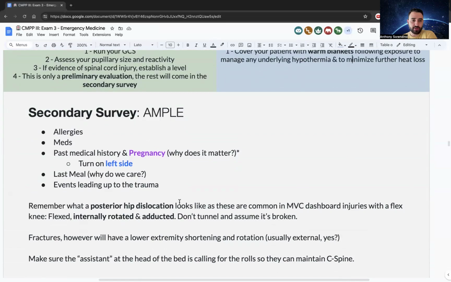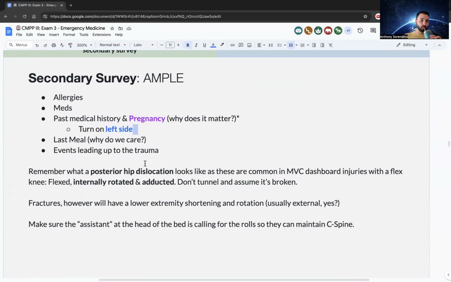AMPLE: allergies, meds, past medical history, and pregnancy. You want to turn the patient on their left side so that they can breathe easier, get the fundus out of the way. It also opens up, I think what we learned in EMS was, the right lung is usually larger, right? It's the one with 3 lobes because the heart's more to the left. So you're kind of pushing everything to the left and letting the right lung do more of the breathing. I don't know if that's the case. Yeah, all right. I had to just make sure I knew the right lung had 3 lobes.